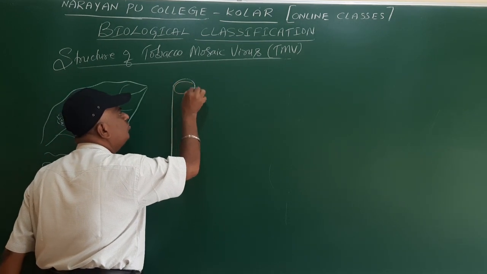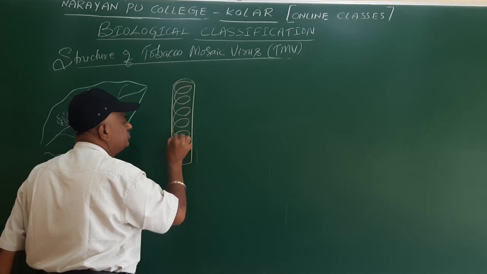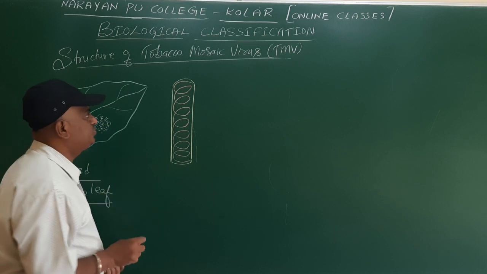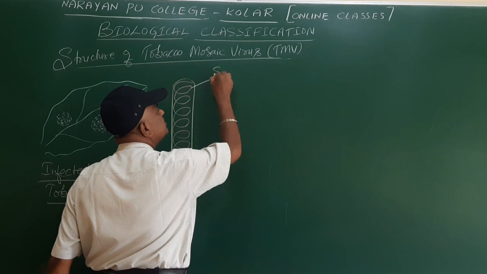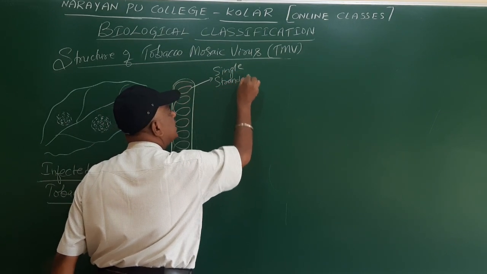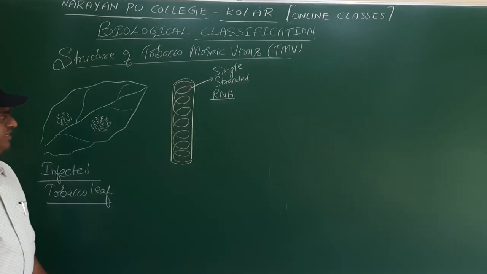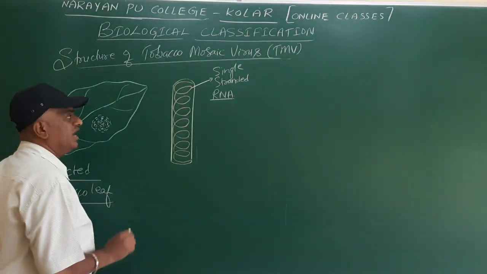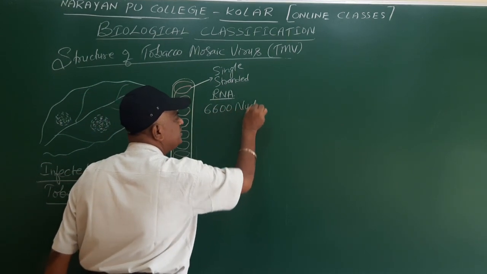It is made up of a central hollow single-stranded RNA. Here there is a presence of single-stranded RNA as the genetic material. This single-stranded RNA has 6,600 nucleotides present.